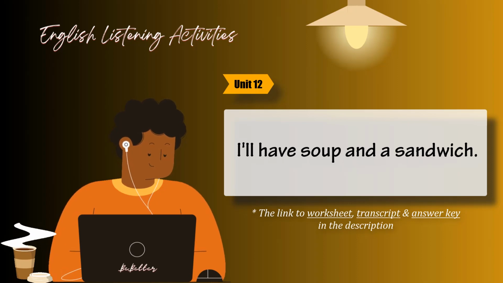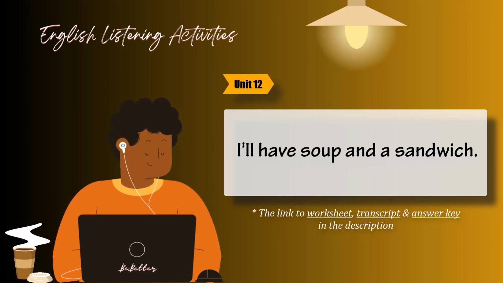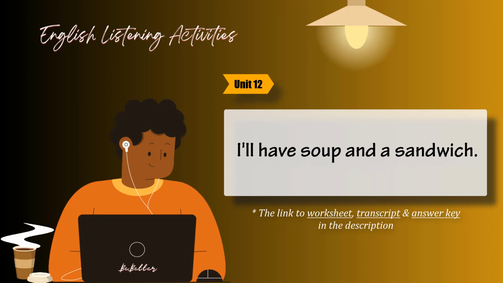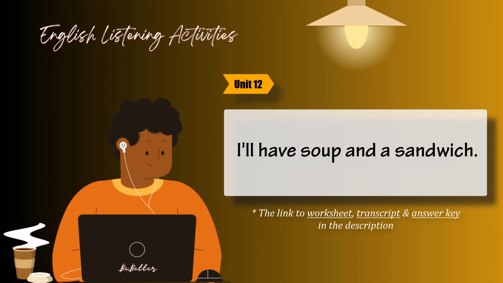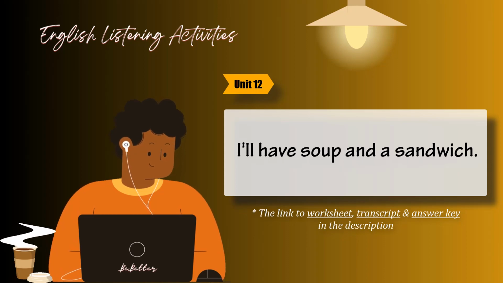Task 7. Listen and circle the best response. Then listen again and check your answers. 1, What would you like to order? 2, Does that come with ice cream?